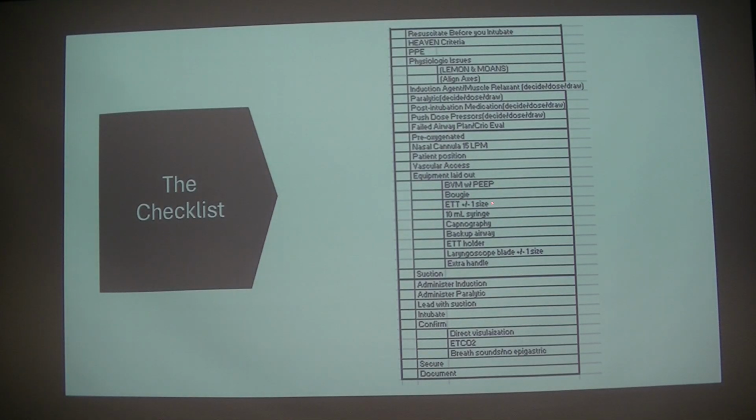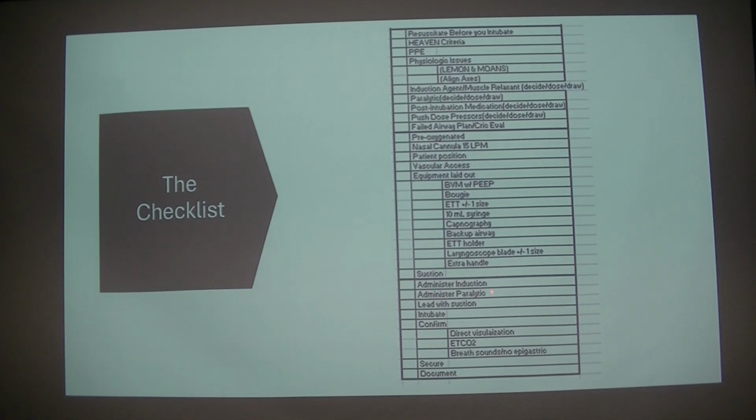An endotracheal tube plus or minus one size, a 10 mL syringe, your capnography, your backup airway, an end-tidal tube holder which is preloaded behind the patient, a laryngoscope blade plus or minus one size, and an extra handle, whether that's a video laryngoscope or a backup handle. Make sure you have your suction ready and present at the patient.